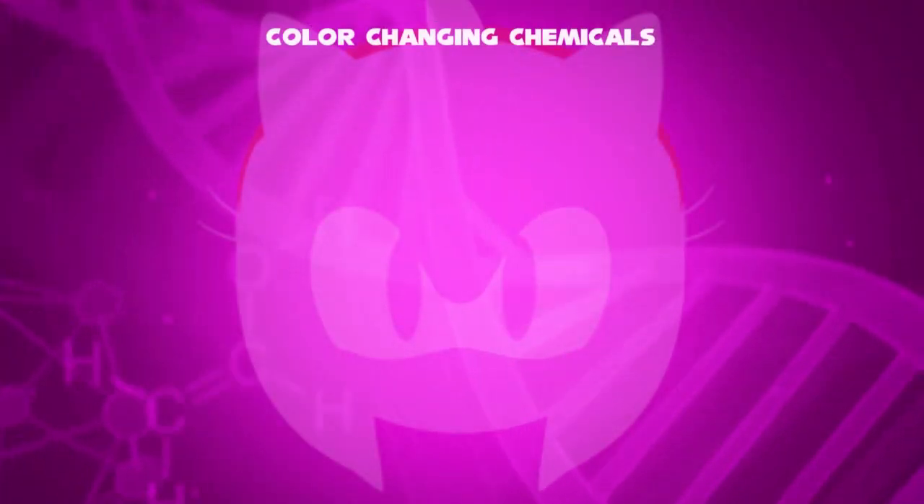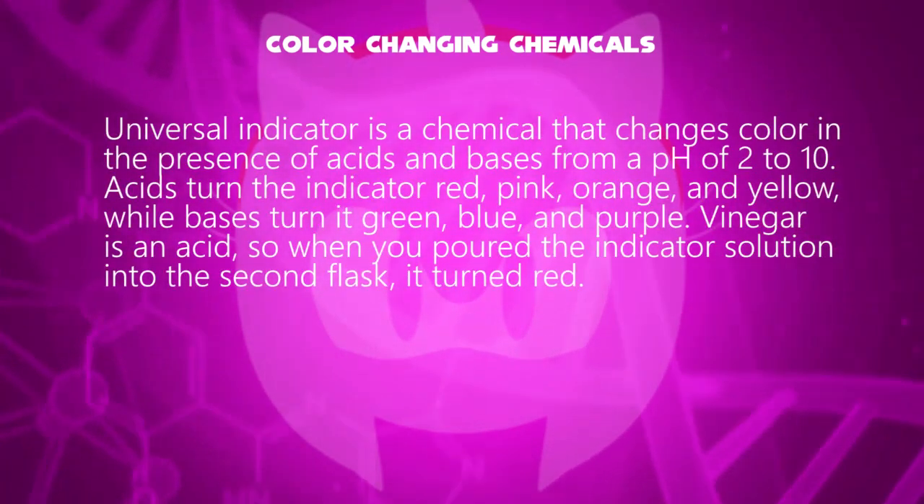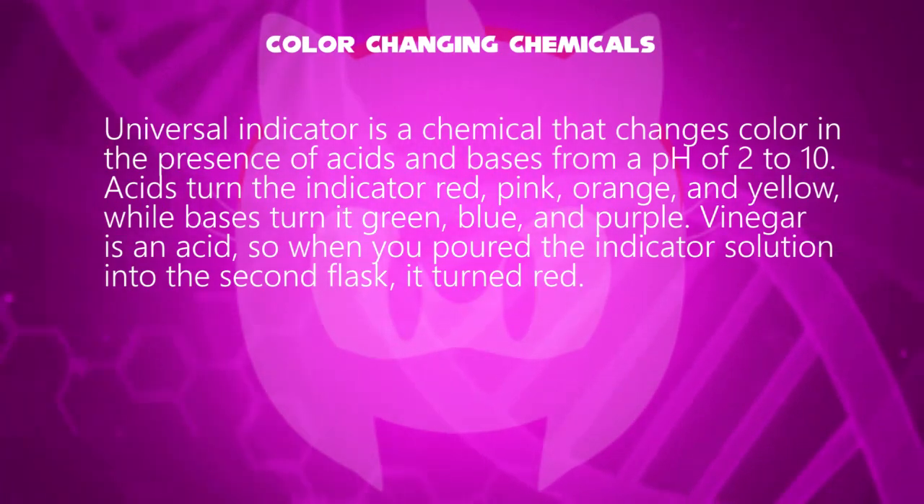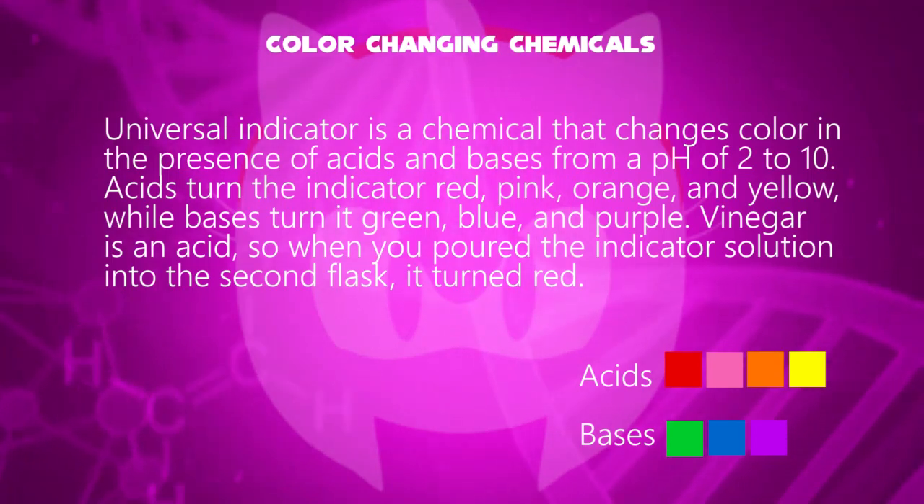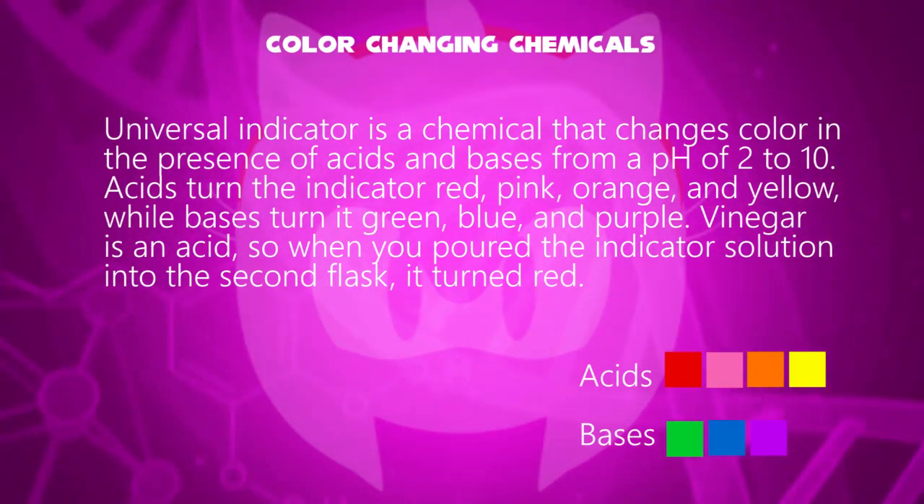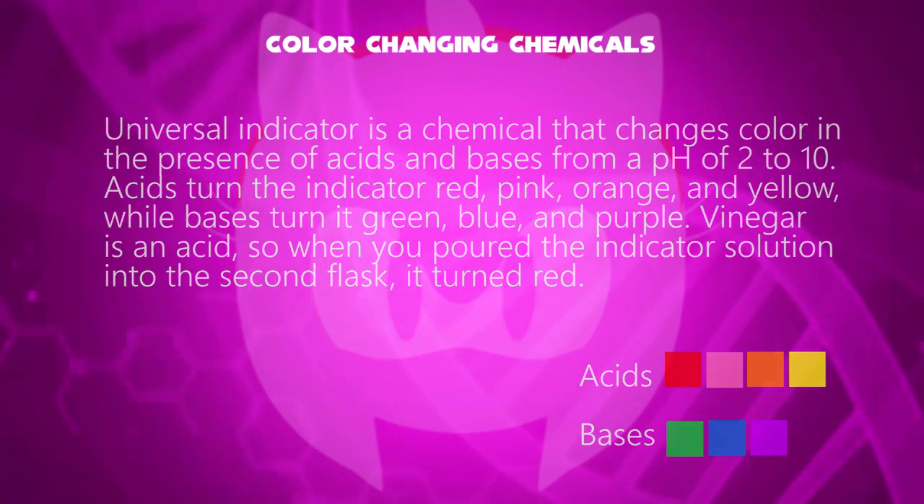Here are the newly interesting ones. Universal indicator is a chemical that changes color in the presence of acids and bases from a pH of 2 to 10. Acids turn the indicator red, pink, orange, and yellow, while bases turn it green, blue, and purple. Vinegar is an acid, so when you poured the indicator solution into the second flask, it turned red.